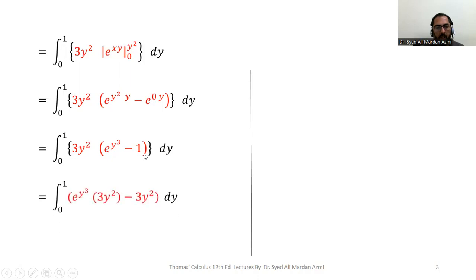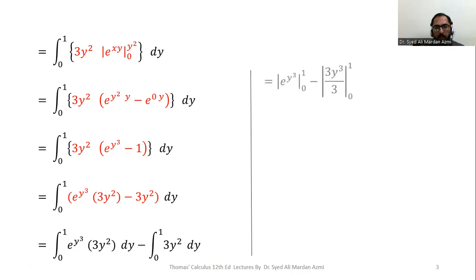In the next step, we will open up the brackets, and then we will separate the integral on each term. Now you see that when we separated the integral, in the first part, we have e raised to power y cubed 3y square dy minus the integral from 0 to 1 of 3y square dy. For the first integral, now you can see the derivative of the power of the exponential function with respect to y is 3y square, which is available as a multiplier. So the integration of this whole function will be e raised to power y cubed in the first integral, and in the second integral, we will apply the power formula to integrate y square as y cube over 3.